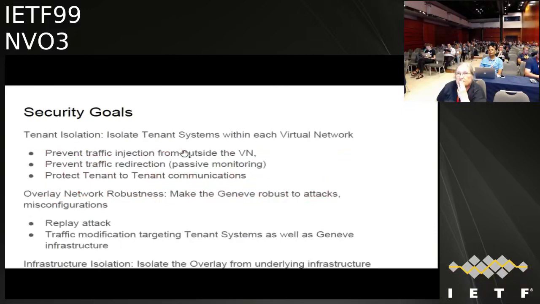So these are the 3 goals. Tenant isolation, so you want to avoid that some traffic goes into one virtual network. You want to prevent that traffic that leaks outside the virtual networks be analyzed and then re-injected. You also want maybe to provide an additional service to the tenants, which is to protect your traffic from an infrastructure we might not trust. Then the overlay network should be robust, which means robust against replay attacks and against traffic modifications. And of course, we should be protecting the traffic against the infrastructure.